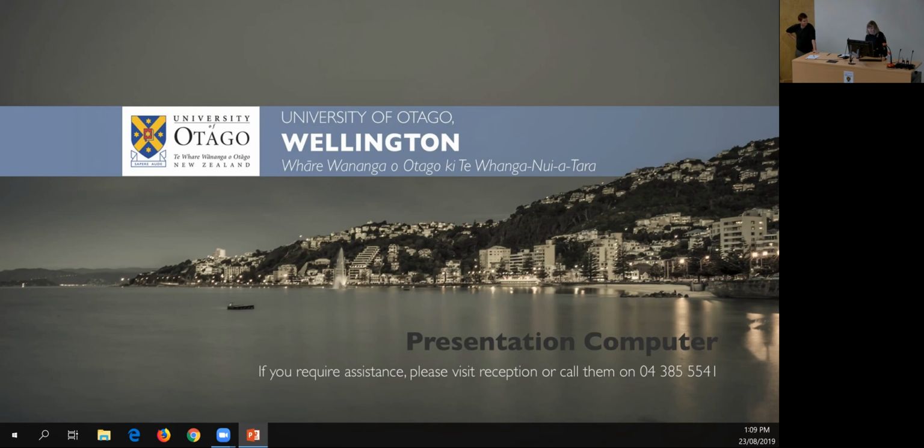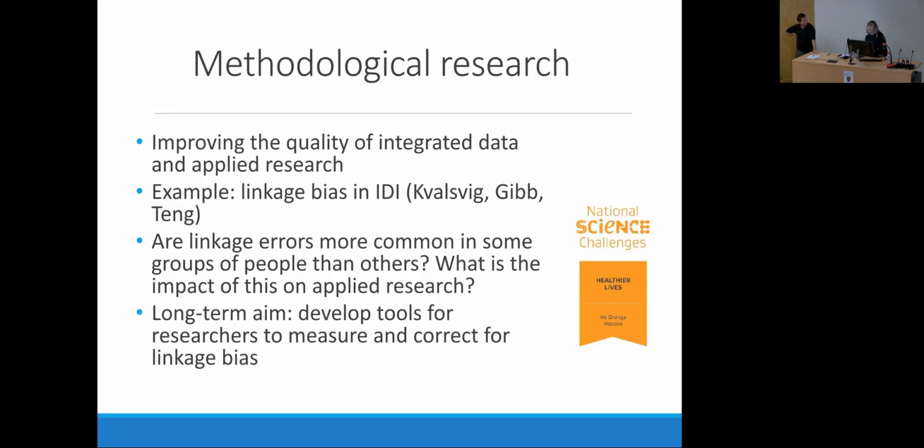Yes, I will speak to that one. I had a slide about linkage bias, which I deleted this morning because I thought it was going to be over time, so I just undeleted it.